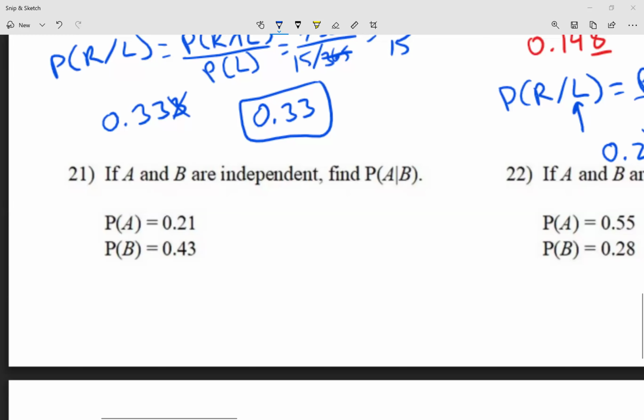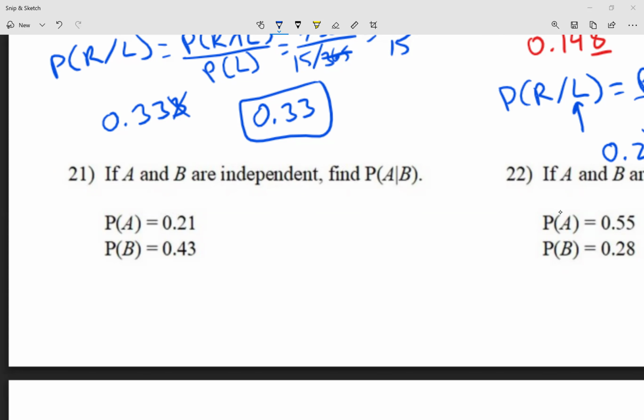Okay, we're going to start with something very simple. Today I'm going to be working questions 21 through 24, but we're going to find them very, very simple. If A and B are independent, so these two events don't depend on the other. I know yesterday we talked about lightning and rain, and there's basically a combination of those.